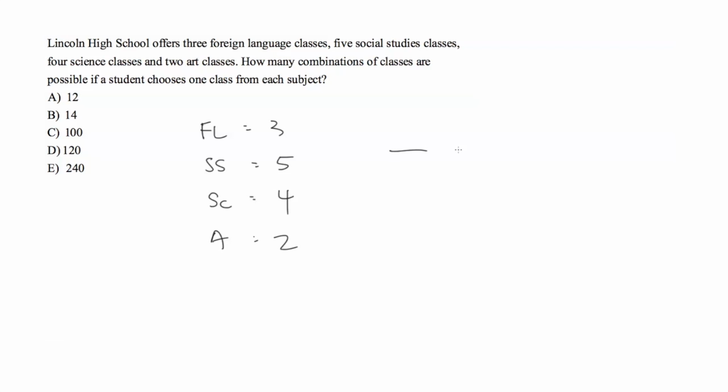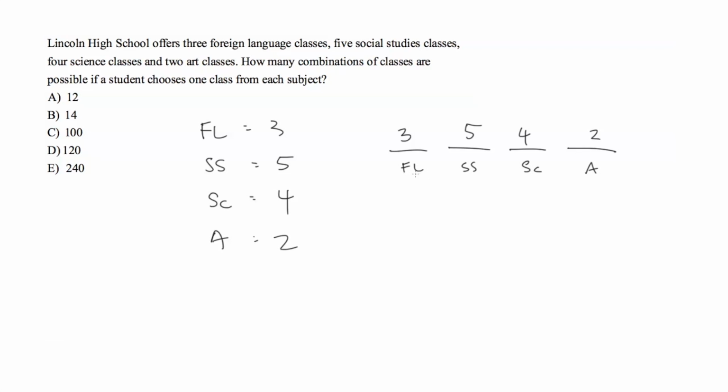So basically what we can do is I'm going to write 4 spaces out for the 4 classes that the student's going to take. One of them is going to be a foreign language, one is going to be social studies, one is a science, and the last one is going to be art. Here we want to write how many options are available to any given student. In this case, foreign language, there are 3 options to choose from. Social studies would be 5, science would be 4, and 2 would be art.